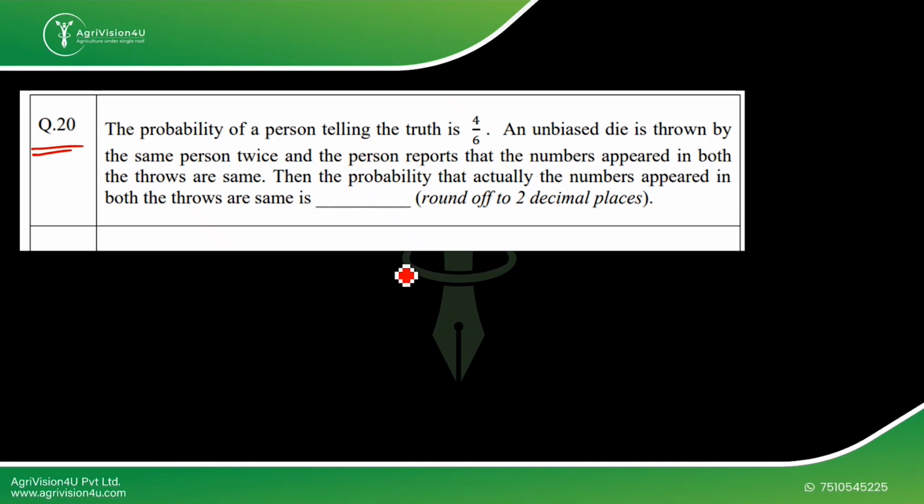Let's first start reading the question. The probability of a person telling the truth is 4 by 6. An unbiased die is thrown by the same person twice. And the person reports that the number appeared in both the throws is the same. Then the probability that the actual number appeared in both the throws is the same. So what is the probability that the numbers appeared in both of the throws are the same?